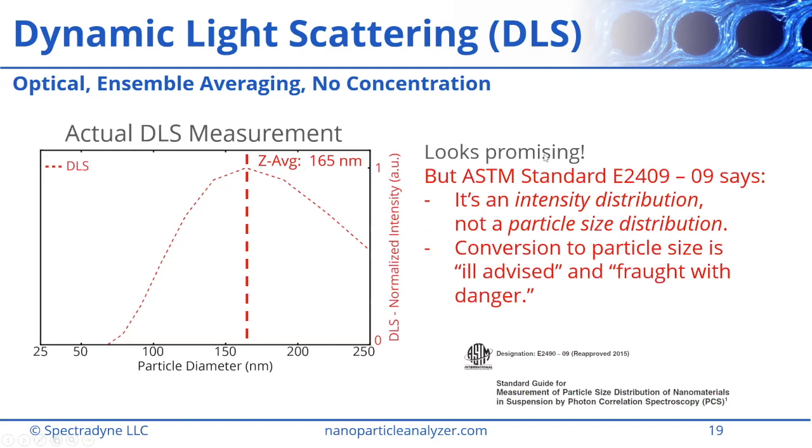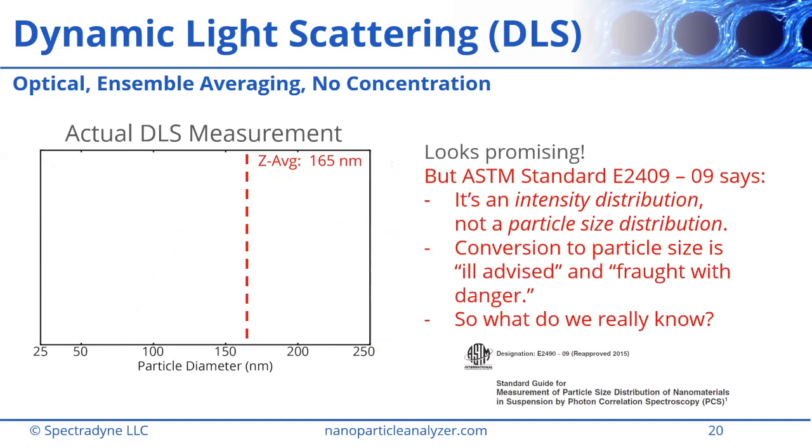Second, right here in the standard, it says that converting this scattering intensity distribution to a particle size distribution is a bad idea, basically. It really says fraught with danger and ill-advised. So it's trying to scare people from doing it, right? So what do we really know about this sample? Well, it turns out not that much. We just know the Z average of the measurement. The size distribution that I showed you before is not meaningful.